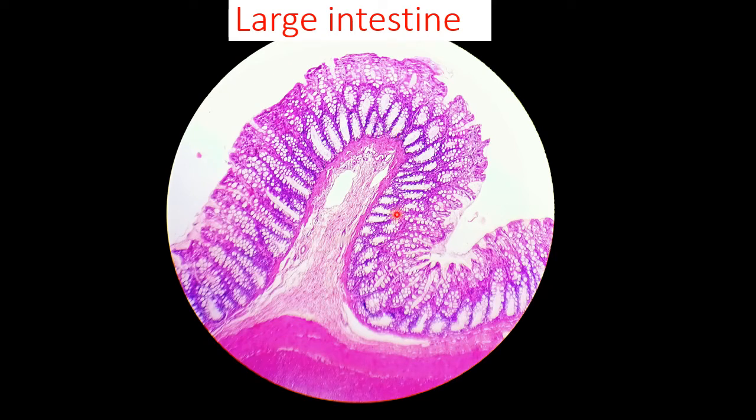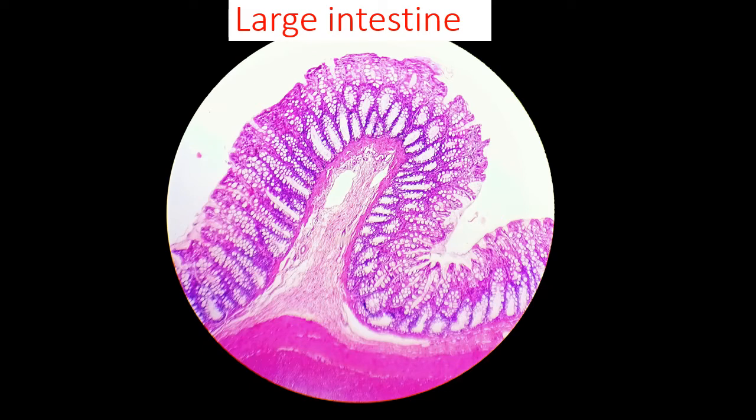And if you focus on the external muscularis externa part, we can identify a smooth muscle coat, which is called taenia coli. And the lamina propria is filled with crypts of Lieberkühn; this is one crypt. So the lamina propria is filled with crypts of Lieberkühn. Okay, so that is about the large intestine.